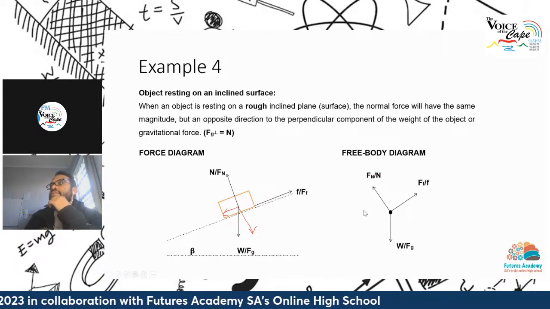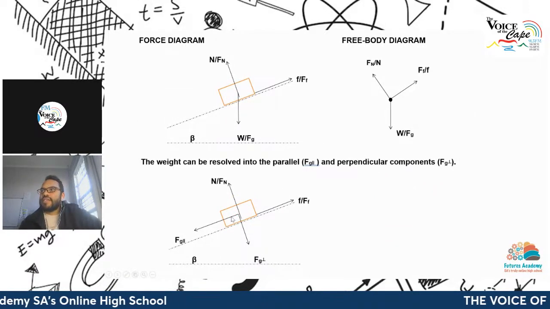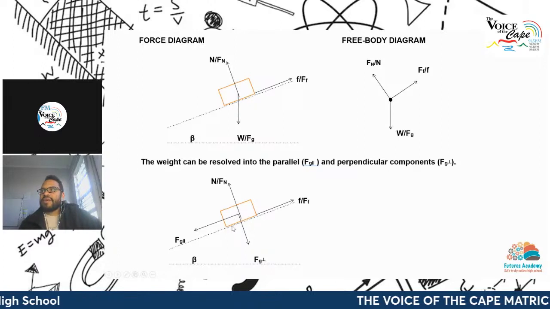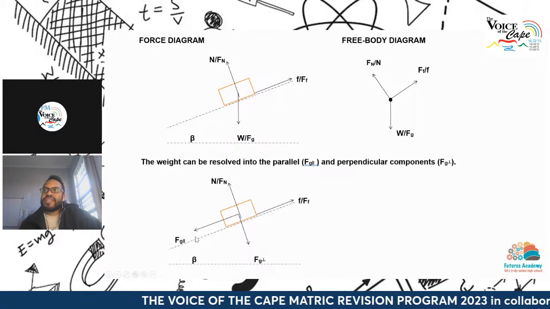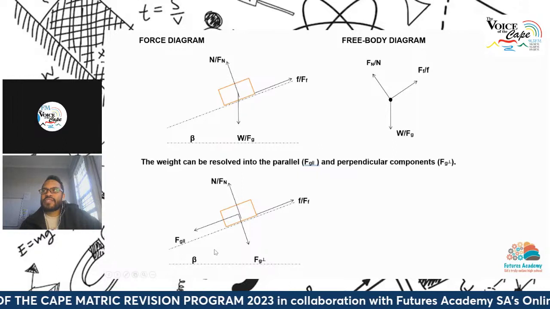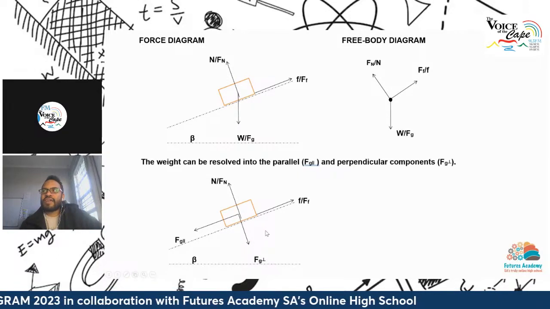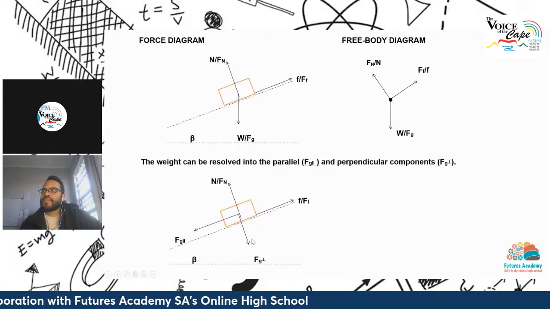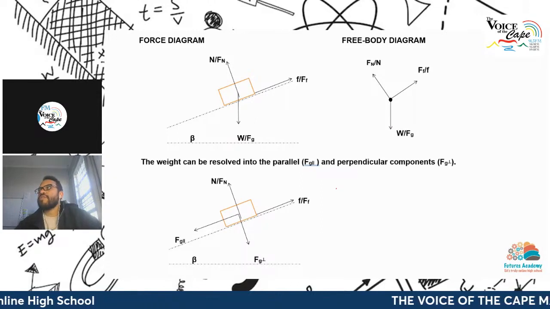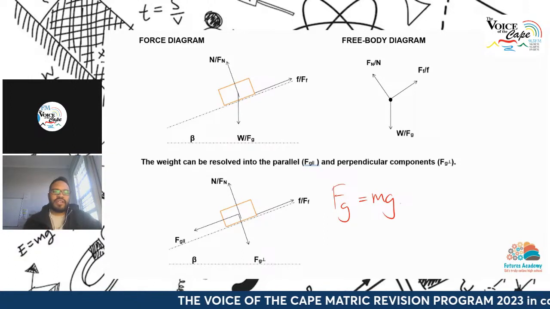So if we go further, let's see how we can break this up into components. There's the first component, Fg parallel, and there's the other component, Fg perpendicular. We've also seen that Fg parallel is equal to Fg sine of the angle it makes with the horizontal. And we've seen over here that this is Fg times cos of the angle that it makes with the horizontal. Okay? And of course, we know that Fg itself is equal to the mass times the gravitational acceleration.